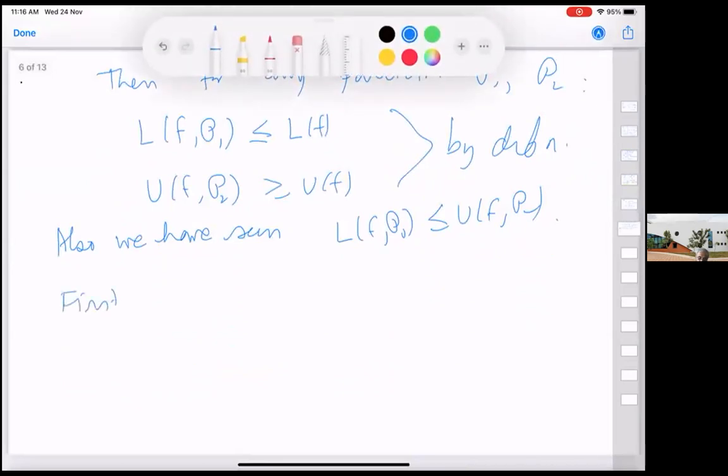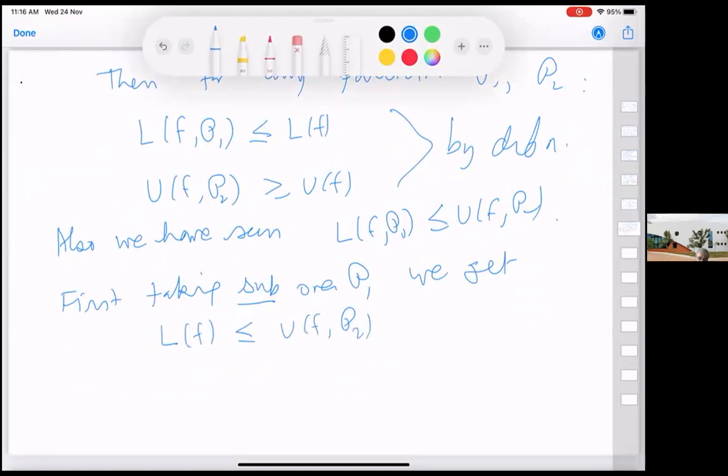First taking supremum over P1, we get, now taking infimum over P2, we get, so the lower bound is always less than or equal to the upper bound.